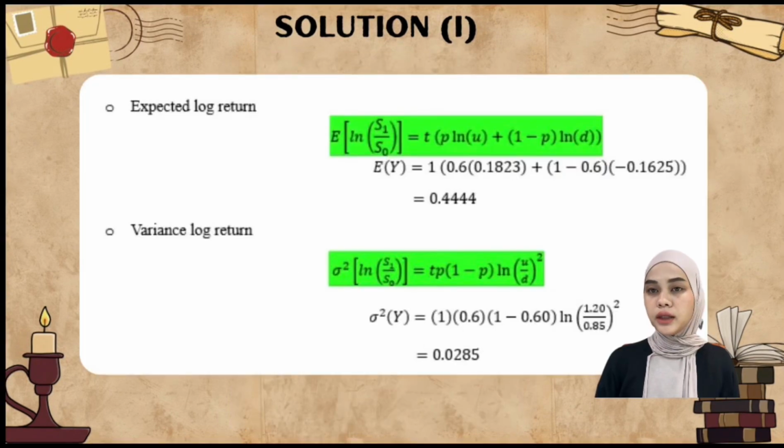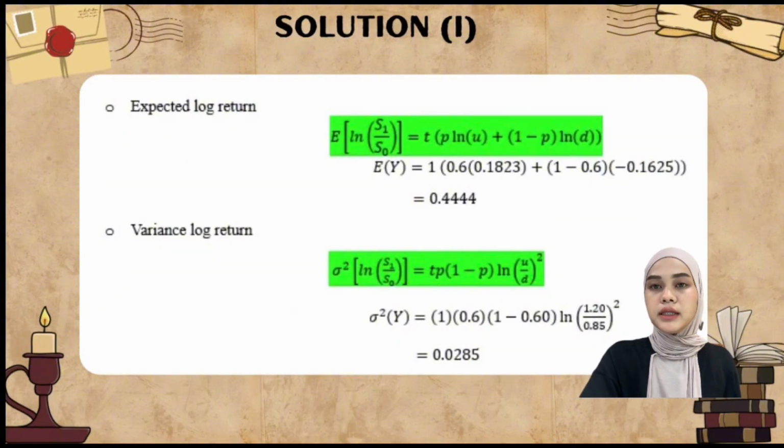Next, we calculate the expected log return. The formula is EY equal P ln U plus 1 minus P ln D. Substituting the values, 0.6 multiplied by 0.1823 plus 0.4 multiplied by negative 0.1625 equal to 0.0444. Therefore, the expected log return is 0.0444.